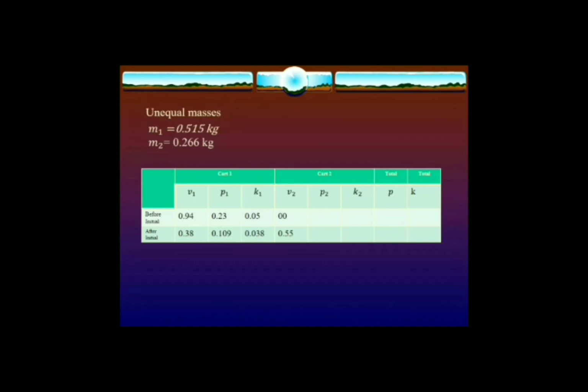After performing the experiment, the following data were collected, and in this second case, the masses of the cars are unequal, and you should now complete the table.